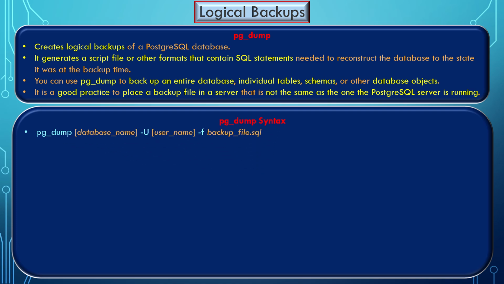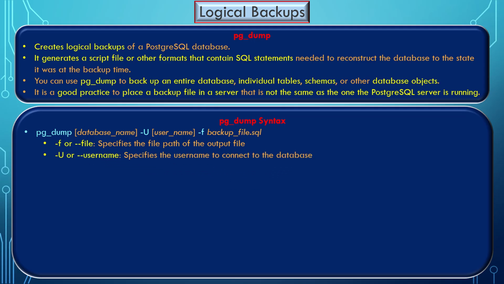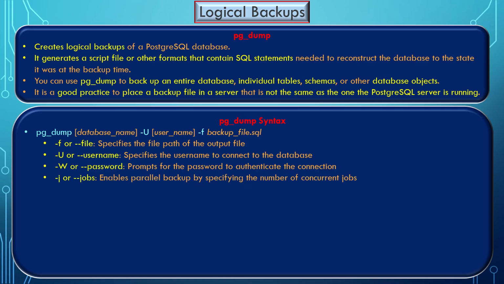Let's take a look at the syntax for pg_dump. The command line option -f specifies the file path of the output file. -U specifies the username to connect to the database. -W prompts for the password to authenticate the connection. -j enables parallel backup by specifying the number of concurrent jobs. -F specifies the output format of the backup file.